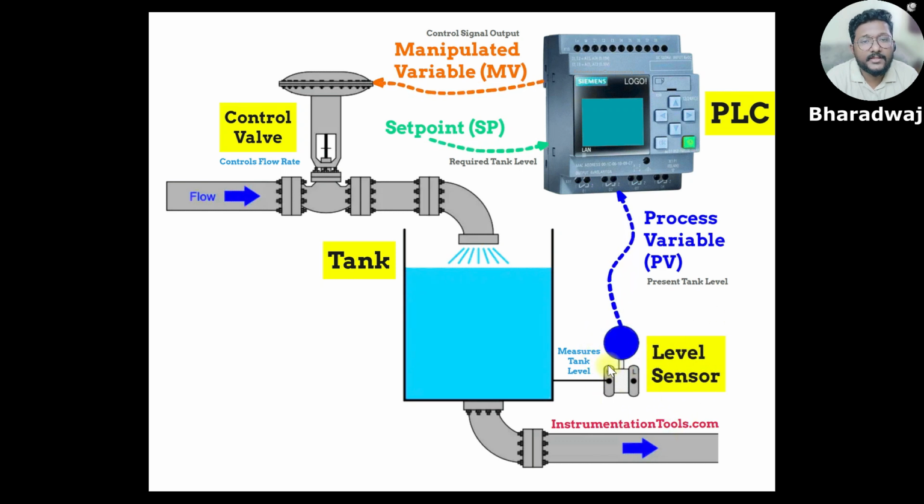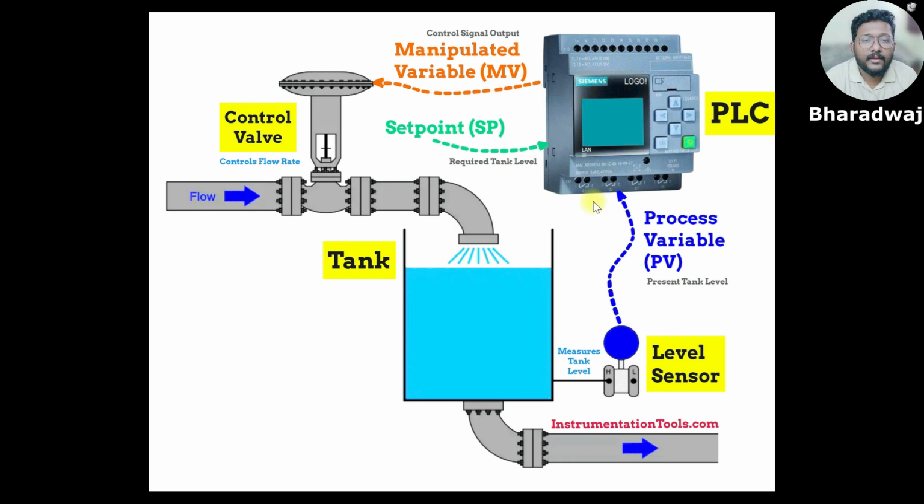This level sensor measures the tank level and sends this parameter, the tank level parameter, to the PLC. We will call it the process variable, PV. Remember this terminology, it is important. So the PLC receives one input from the level sensor, and that input we will call the process variable PV. This represents the present tank level in this case.